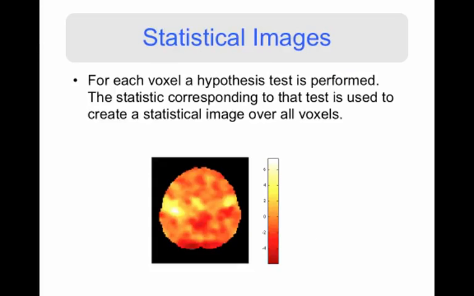We do this hypothesis testing at every voxel of the brain, and so for each voxel a hypothesis test is performed, and the statistic corresponding to that test is used to create what's called a statistical image over all voxels. So in this example, I've performed a t-test at every voxel in this slice of the brain, and I've replaced the voxel value by the t-statistic value. So I have a t-map in this case, and you'll see that the yellow areas are areas with high t-statistics, and the red areas are ones with lower t-statistics.